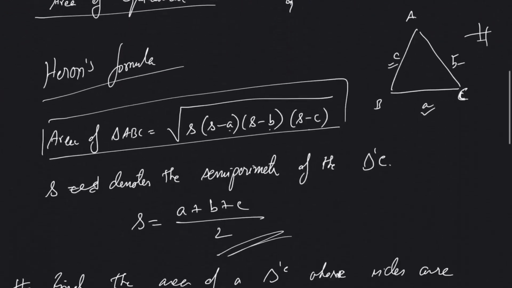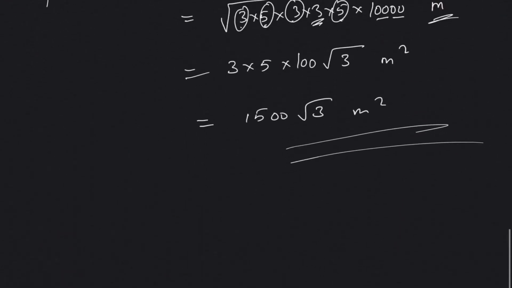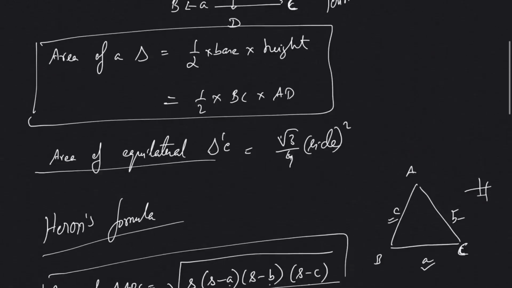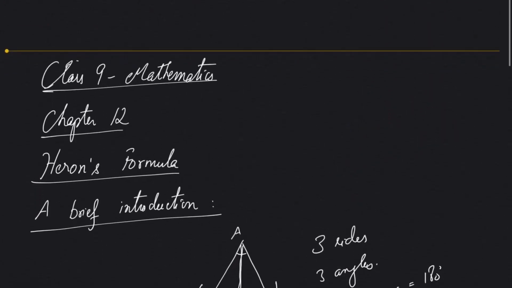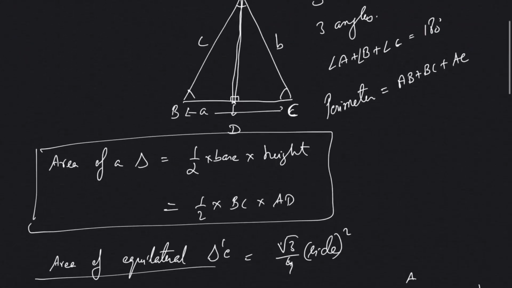So this is just one formula, and basically in this chapter 12, we'll be focusing completely on this Heron's formula. So it's a very simple chapter. Just get accustomed to the formulas as early as possible. That is, practice well.